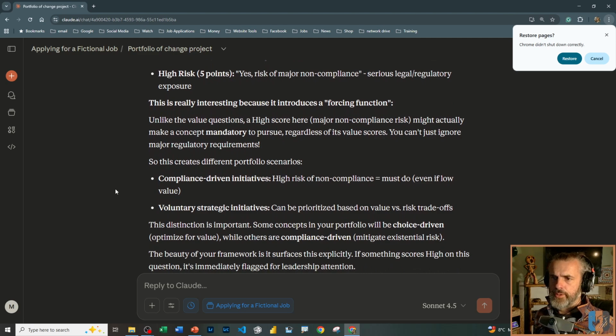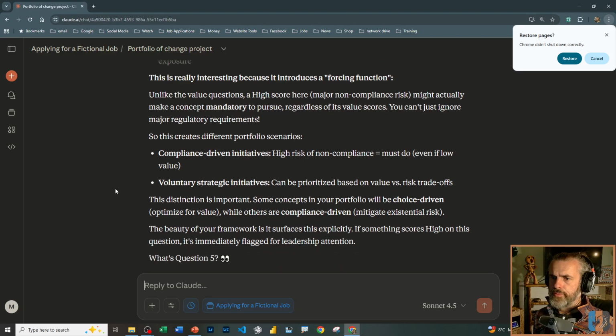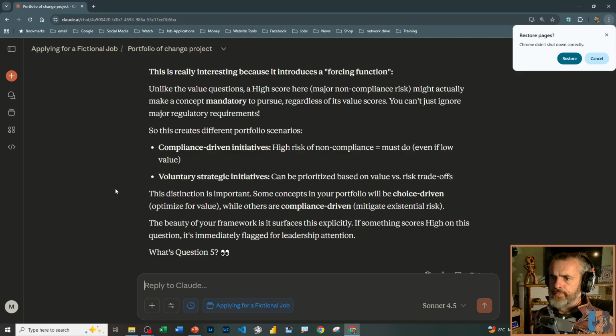Yeah, of course. So this creates a different portfolio scenario: compliance-driven initiatives, must-dos, as opposed to others that are voluntary. Yep, this distinction is important. Some concepts in your portfolio will be choice-driven, while others are compliance-driven. The beauty of our framework is it surfaces this explicitly. If someone scores high on this question, it immediately flags for leadership's attention. That it does.